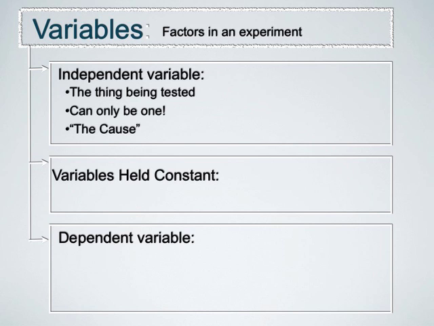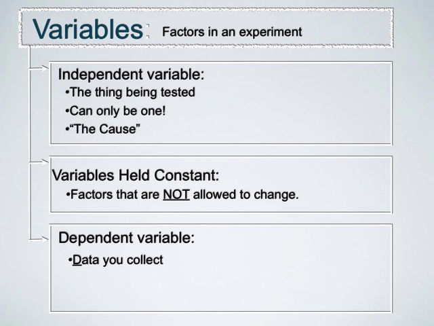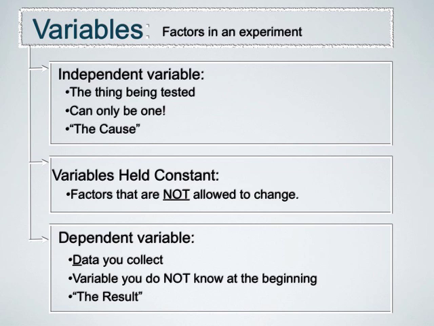Good. And then we have variables held constant. So if we only want one thing to be different between our groups, that means there must be a whole bunch of things we want to be the same. And those things are all the variables held constant. And the last one is the dependent variable. This is the data you collect, the information you gather that's going to help you to make your conclusion. You don't know it ahead of time. You collect this data as the experiment's going along. It's the results of your experiment. Any questions about those variables? So I looks like a 1 because it's the one thing different. D for data.